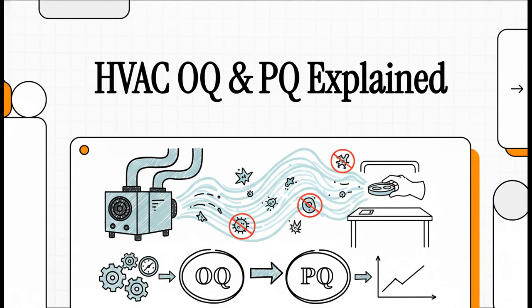In the world of medicine, sometimes the biggest threat is something you can't even see. I'm not talking about a mistake in a chemical formula. I'm talking about the air itself. So, how do you prove that the air in a manufacturing facility is actually sterile? Well, it's a whole lot more complicated than just flipping a switch on a big fan. Let's break down this absolutely critical process of HVAC validation, focusing on two key phases, OQ and PQ.